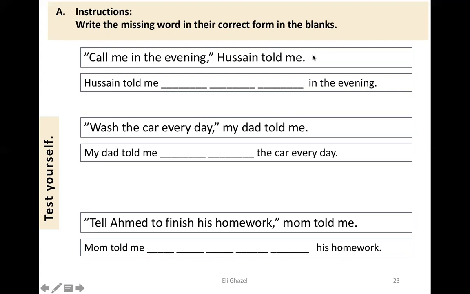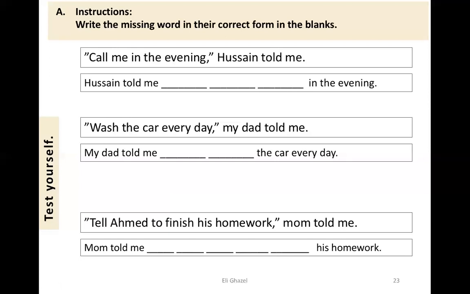Call me in the evening, Hussein told me. Hussein told me, blank, blank, blank in the evening. Wash the car every day, my dad told me. My dad told me. Again, what is the structure? So here, it's kind of a first step assessment to see if they can do the structure. Now, if we have a problem here, you can be assured that we have a bigger problem in rewriting the whole sentence.